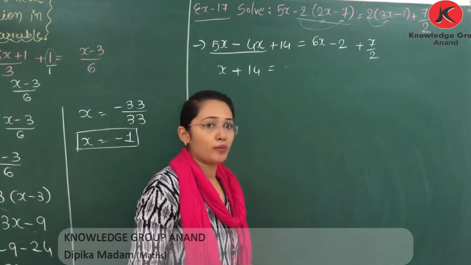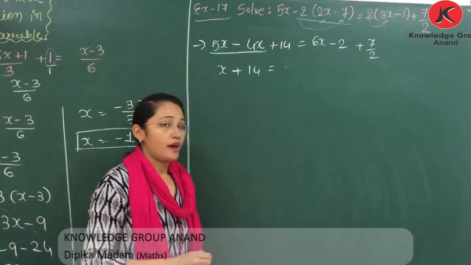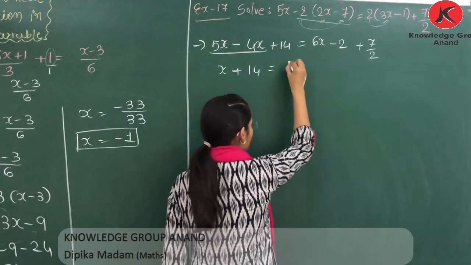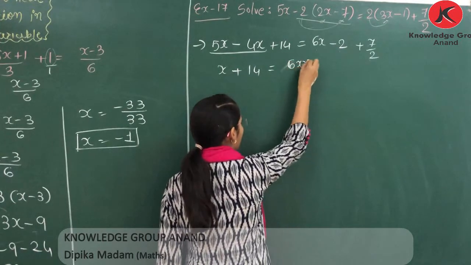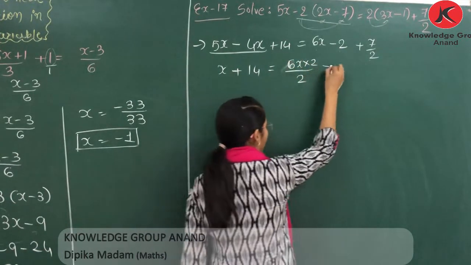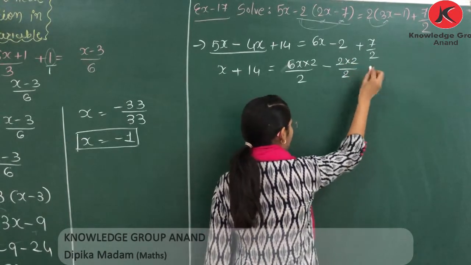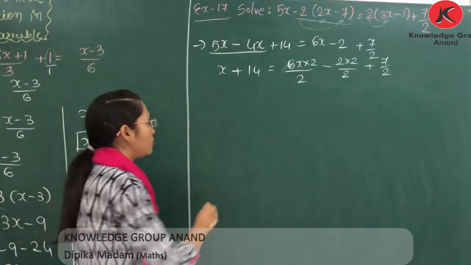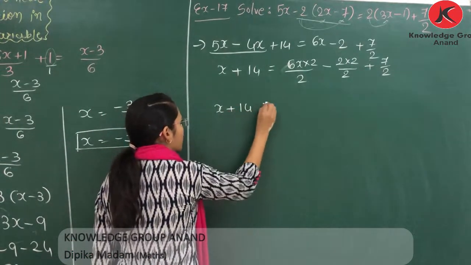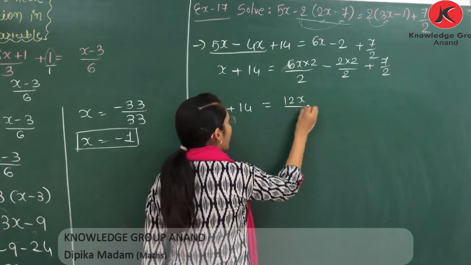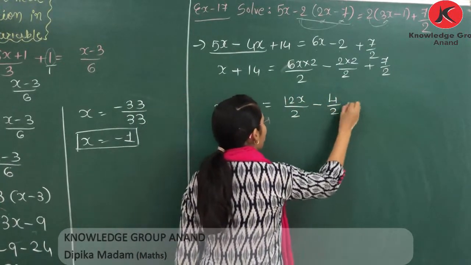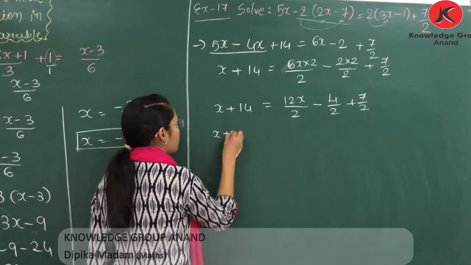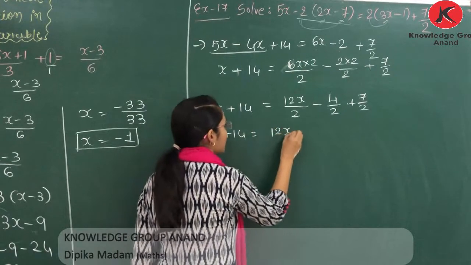So how can we get denominator 2 here? By taking the LCM. The LCM is 2, so 6x is multiplied with 2 in the numerator and 2 in the denominator. 2 is multiplied with -2, divided by 2, and 7/2 as it is, because the denominator is already 2. Now x + 14 as it is, 12x/2 - 4/2 + 7/2. Clear?